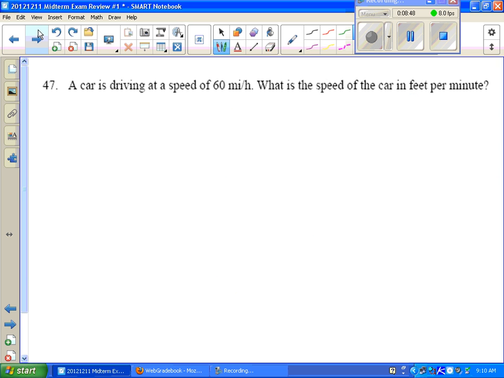Next one says a car is driving at a speed of 60 miles per hour. What is the speed of the car in feet per minute? So what we have now is 60 miles per 1 hour. Okay, that's how you'd write that.